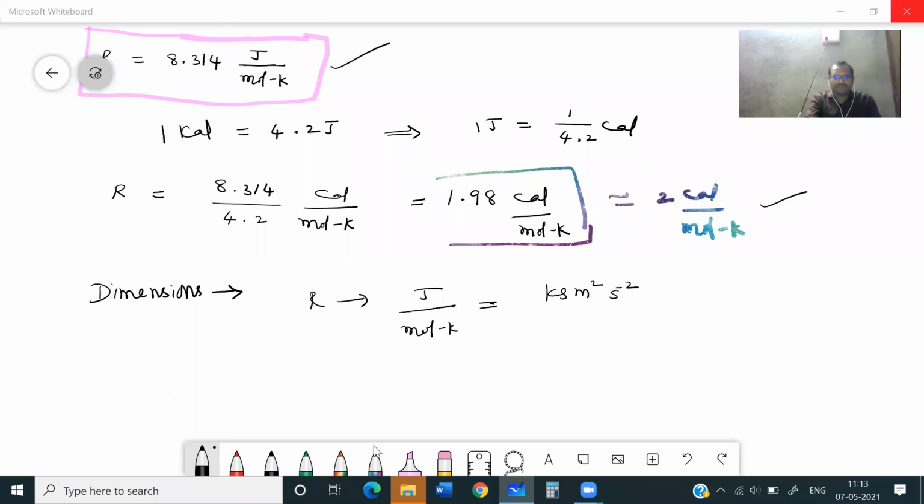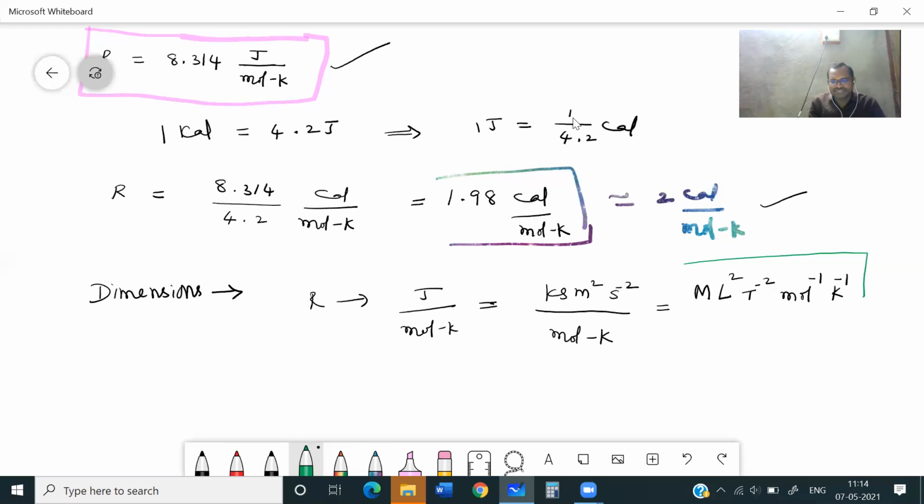Now, coming back to this point, there are the dimensions of R. So joule is kg meter square per second square, divided by mole Kelvin. Now the symbols, I am writing dimensions. Kg means M, meter means L square, T power minus 2, mole inverse, Kelvin inverse. These are the dimensions of R. Remember these dimensions. Important dimensions.